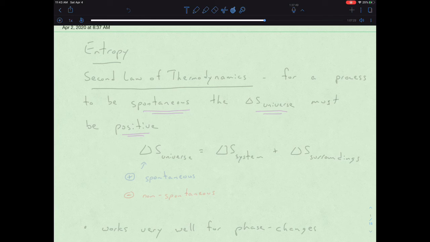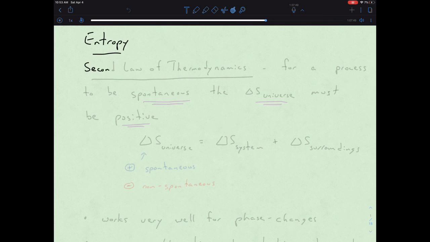Hello, General Chemistry crew. We are talking about, in this video, still this notion of entropy, but we're going to be taking it a little bit further today, of course. And so what we know so far is really this idea of the second law of thermodynamics.